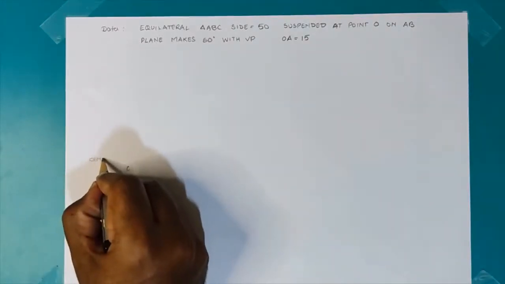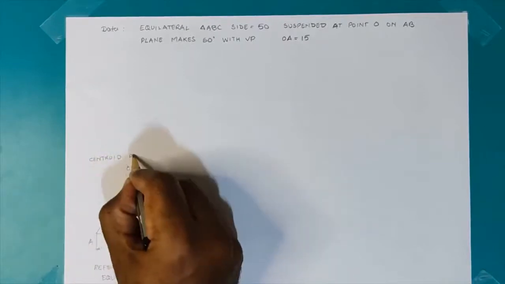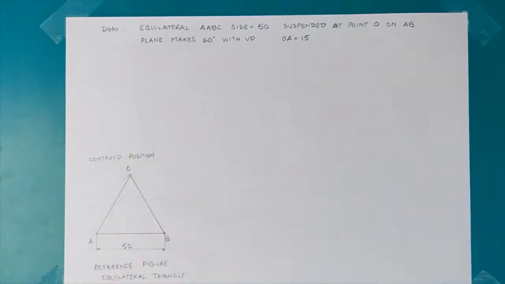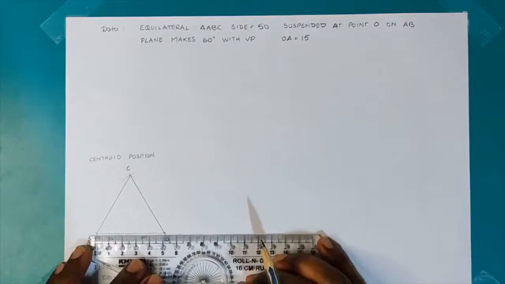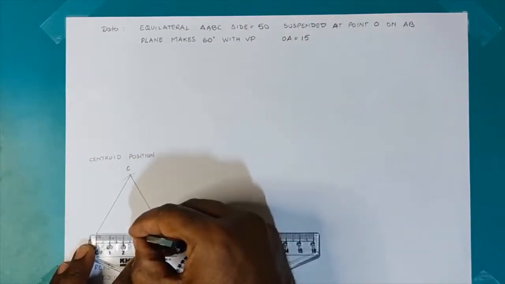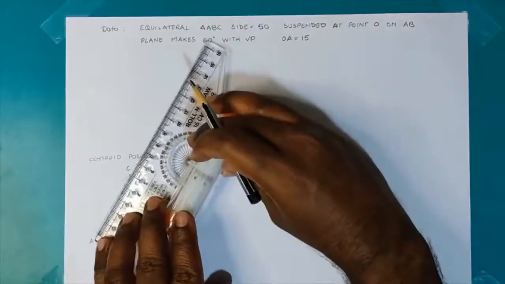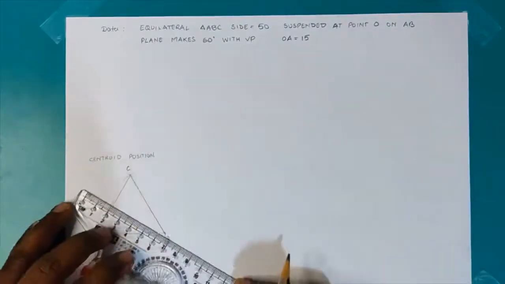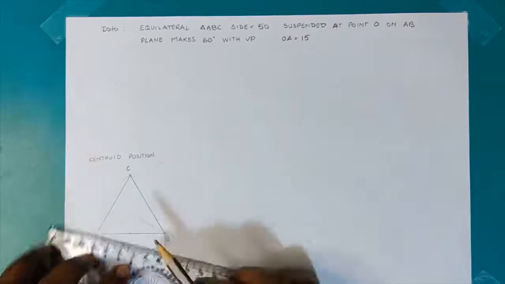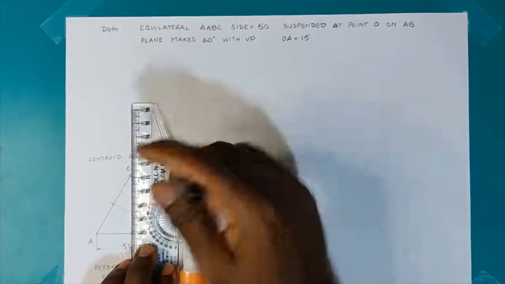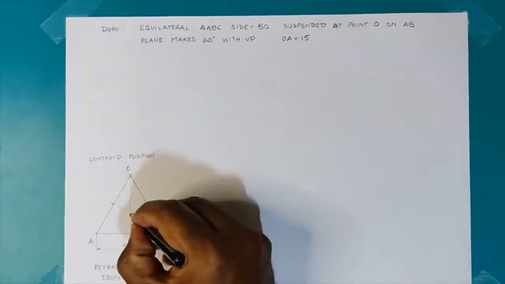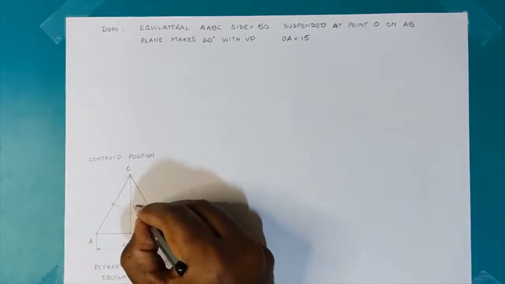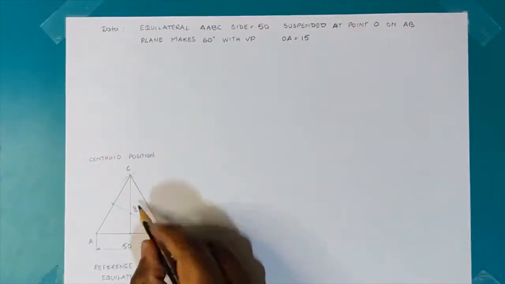Now I'll find the centroid location on this reference figure. So I find the center of one side and the center of the other side, that is 25 mm, and join it with the opposite corner to draw the medians. The intersection of two such medians would give me centroid point G.